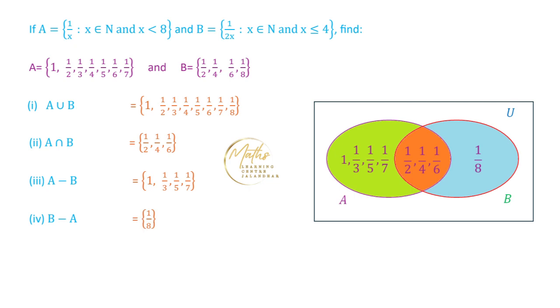If we are calculating the value of B minus A, we can look at these terms over here. 1 by 2 is present in A, 1 by 4 is present in A, 1 by 6 is present in A, but 1 by 8 is not present in A. So that is why the value of B minus A is the set with the single element 1 by 8.